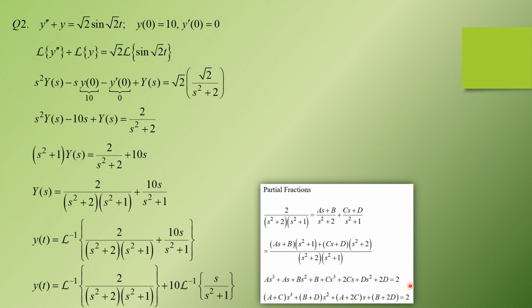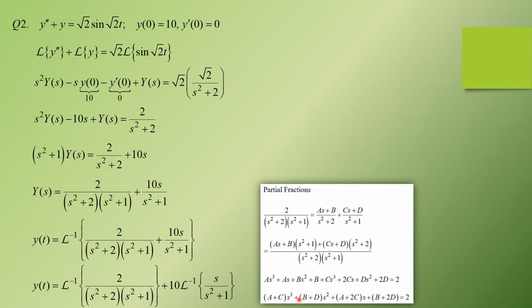Alright, now we're going to group the terms with the same powers of s. So as cubed plus cs cubed, factor s cubed, we get (a plus c) times s cubed. Bs squared plus ds squared, factor s squared. Inside here we write b plus d. And as plus 2cs, factor the s, so inside is a plus 2c. And then we collect the constant terms, b plus 2d. This one has no s at all, is equal to 2.